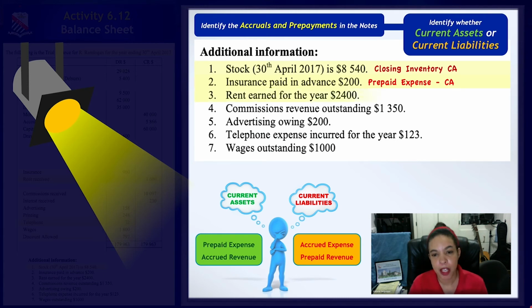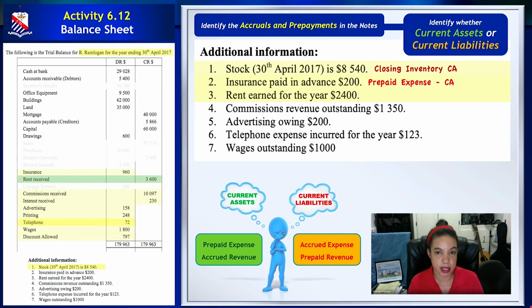Move on. Rent earned for the year. So they did not tell you the accrual or the prepayment. So we're going to have to go into the trial balance once again. And this time have it shaded in the green. So you have your rent received, and how much was actually received? $3,600. So if 3,600 was received, but the notes told us that the amount earned is actually 2,400. We are comparing those two now. So you received 3,600, but you only earned 2,400.